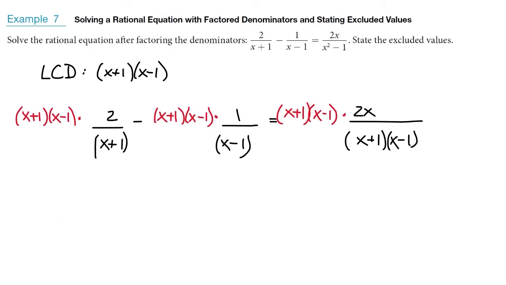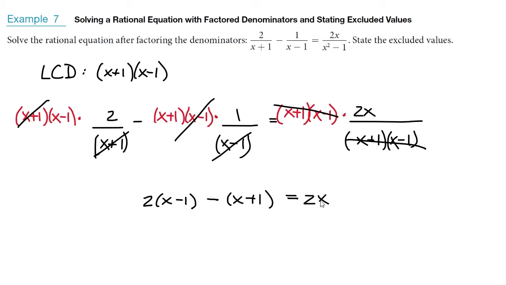So when I multiply every expression, both sides of the equal sign, by the least common denominator, x plus 1 multiplied by x minus 1, this is a factor of 1, so I can cancel it. This is a factor of 1, so I can cancel it. This is a factor of 1, so I can cancel it. And I'm going to clear out the fractions. So that's going to leave me with 2 multiplied by the quantity x minus 1, subtract 1 times the quantity x plus 1 equals 2x. So you see that has the effect of eliminating the denominators, or eliminating the fractions.